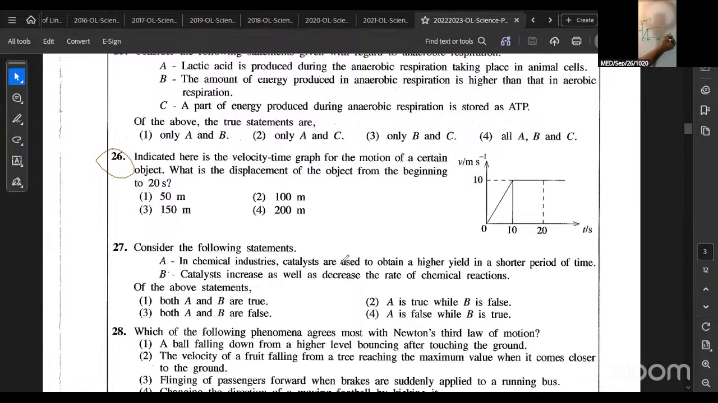Time, seconds, okay? They're asking for the displacement from the velocity-time graph. You have to find the displacement. Remember the logic I sent. I told you all, right? If they give a velocity-time graph and ask you for the displacement, then what should you do? You have to find the area, right? So find the area of the trapezium.